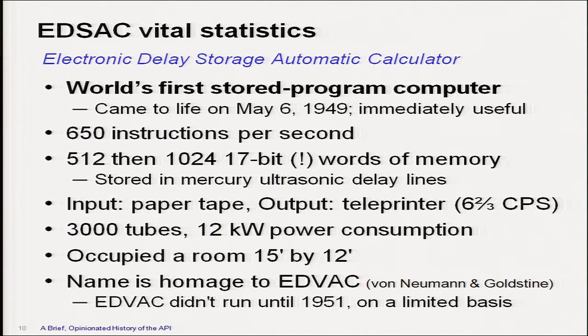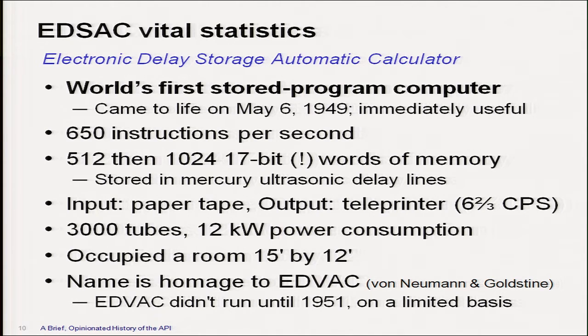It had initially 512 17-bit words of memory, or you could use that as 256 35-bit words, because 35 is almost twice 17. I'm not making this up. It was stored in mercury delay lines. That was the technology of the day.